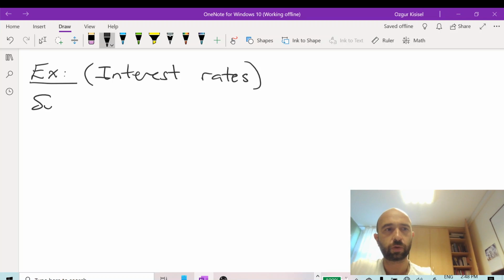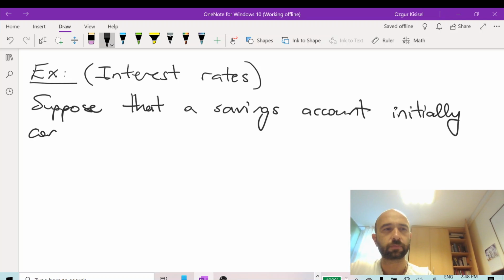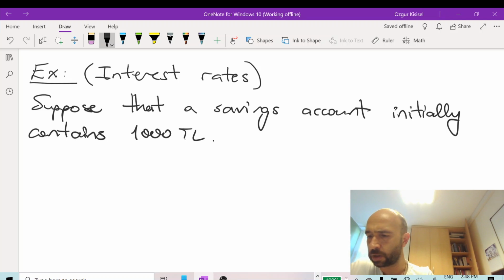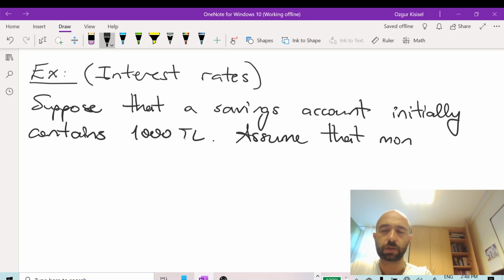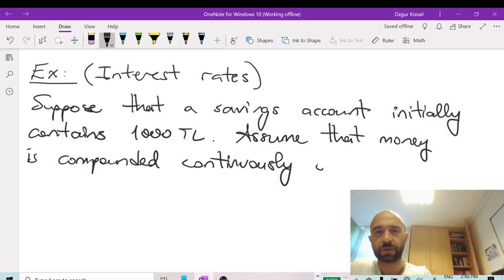So suppose that our savings account initially contains $1,000, and assume that money is compounded continuously, with the same interest rate, it doesn't change.